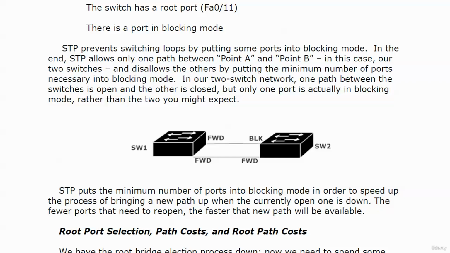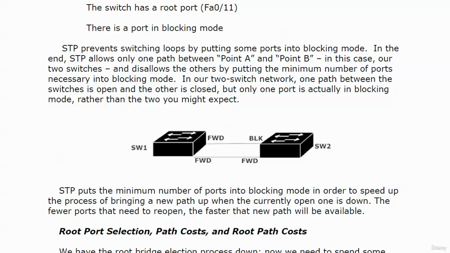Now in our 2-switch network, one path between the switches is open, but the other is closed, which we expect, but only one of the ports is in blocking mode rather than the 2 you might expect. Don't fall for this on the exam or a job interview or anywhere else you see it. I think that one might rear its ugly head because it's really easy to think, oh, well, it's going to put all the ports on the path we're not using into blocking mode. No, it does not. STP is going to put the minimum number of ports into blocking mode, and what that does, it actually speeds up the process of bringing a new path up when the currently open one is down.